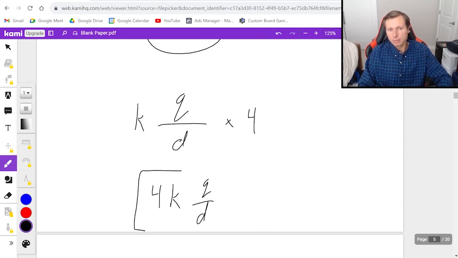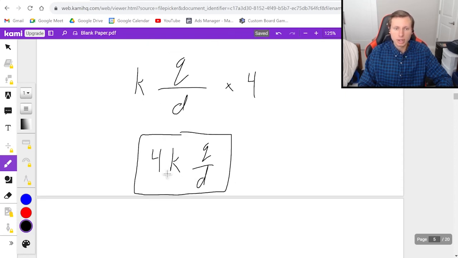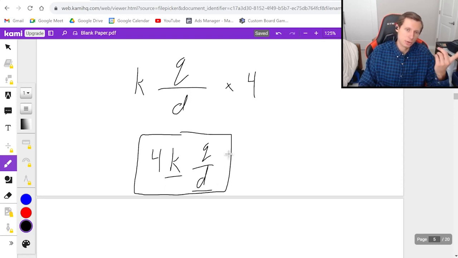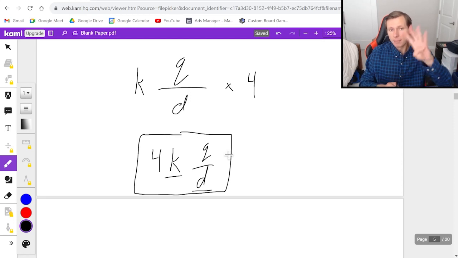And of course, that would be if they wanted the answer in variables. If they wanted you to actually plug in numbers, you could plug in 9 times 10 to the 9th for k, and you could plug in 10 for d, but we still don't know what q is, so you'd have to write q. And that's how you'd solve the problem if it was 4 positive charges.